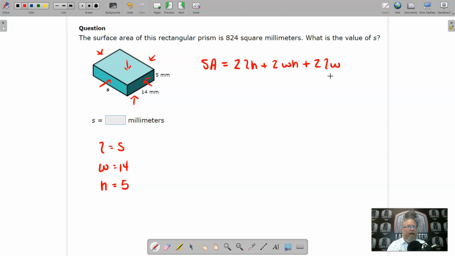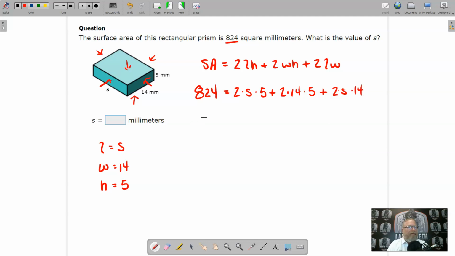So let's now just plug in some numbers and see what we got. It is the length that we're missing, so we're going to put in this surface area of 824. Set that equal to 2 times the length, which in this case is S. We're solving for S. Multiply that times the height, which we have as 5. And then we're going to add that to 2 times the width, which is 14, times the height, which is 5. And then we're going to add that to the product of 2 times the length, which is S, and the width, which is 14.